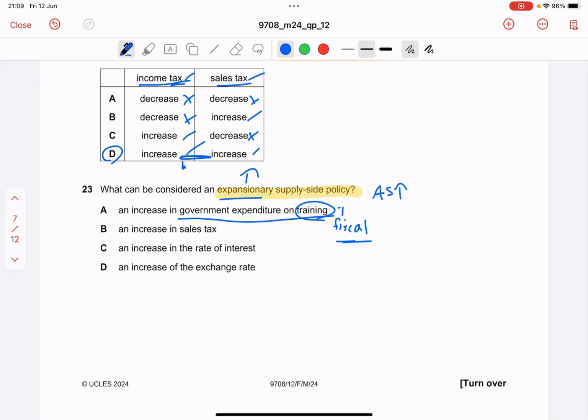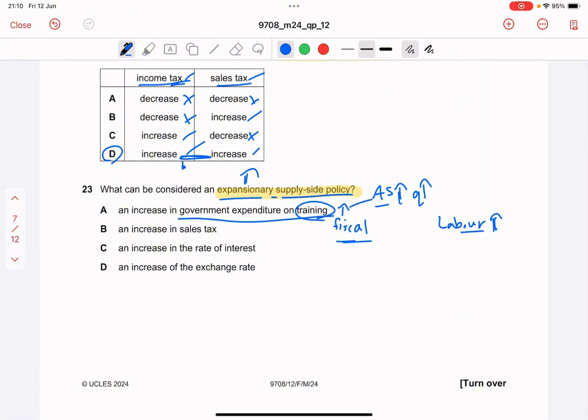So if you increase training, then of course training will increase. But this training is obviously placed on your labor or your workers. So the quality of labor is most likely to increase because you become more productive, you become more knowledgeable, so you might be able to increase your output. So the quality of labor or productivity of labor increases. As the quality of labor increases, labor is considered a resource to production, right? So it's considered an aggregate supply, part of it at least. So if the quality of labor increases, aggregate supply increases. So is it an expansionary supply side policy? It is possible, right? So we'll keep that in mind.